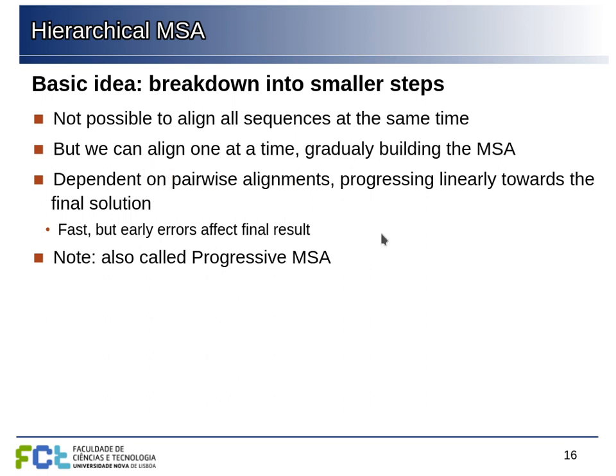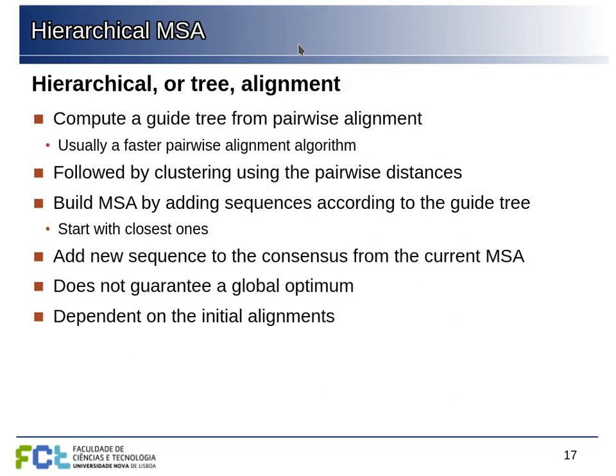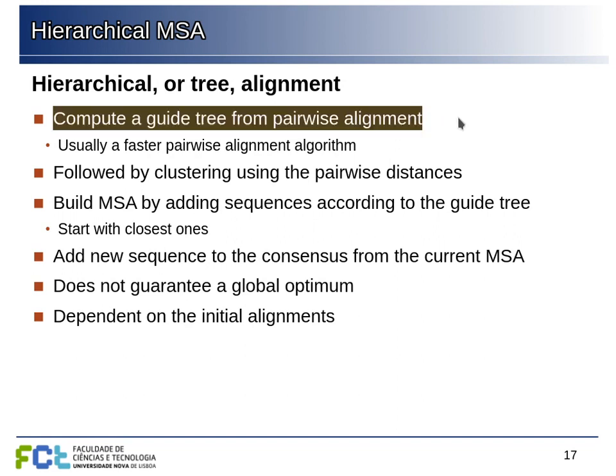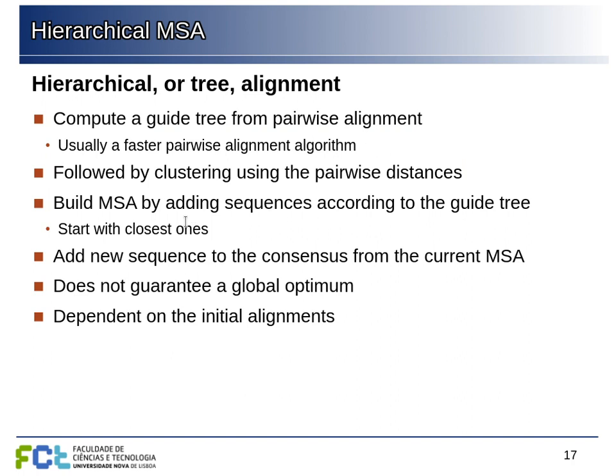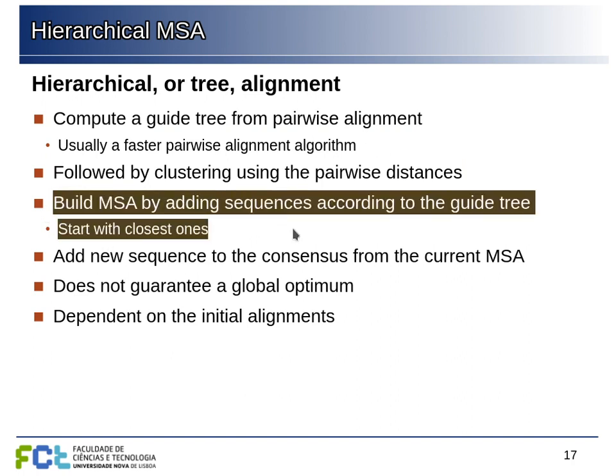This is fast, but has the problem that as we add alignments gradually, if we make a mistake, this mistake gets frozen in the process and will never be corrected in future steps. So let's see an example of this in more detail. We'll start by computing a guide tree using pairwise alignments to measure the distance between our sequences, so that we can start by using the shortest distances, or the closest sequences, to start our multiple sequence alignment.